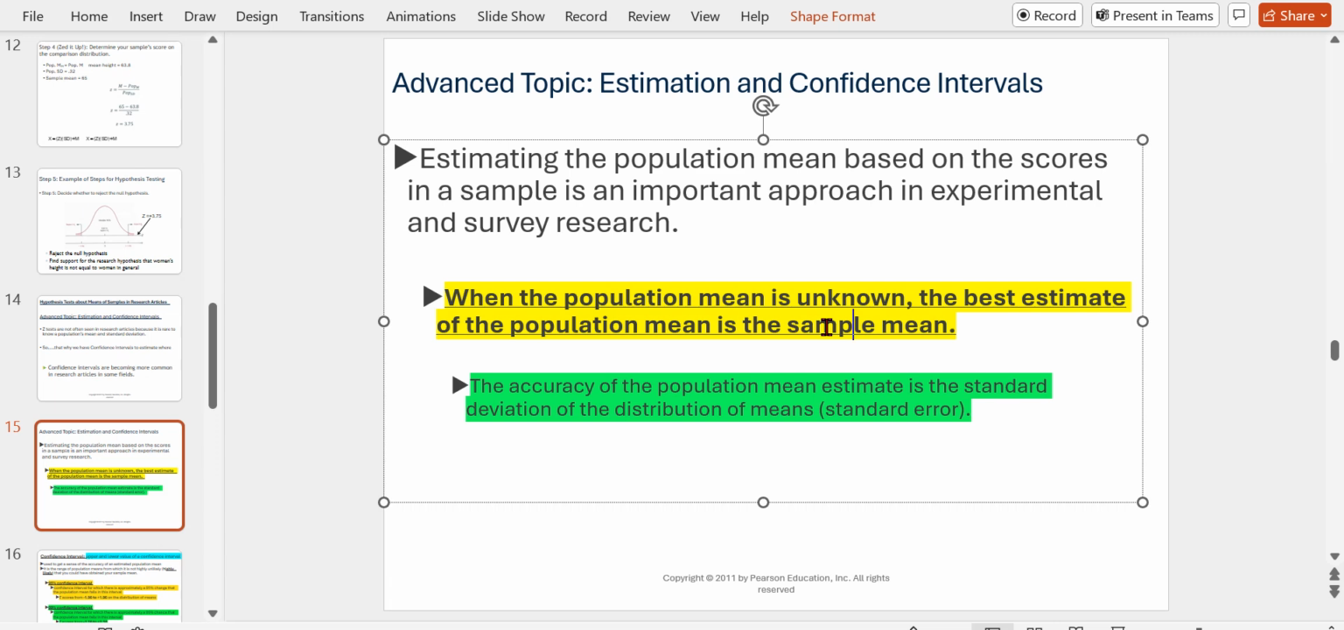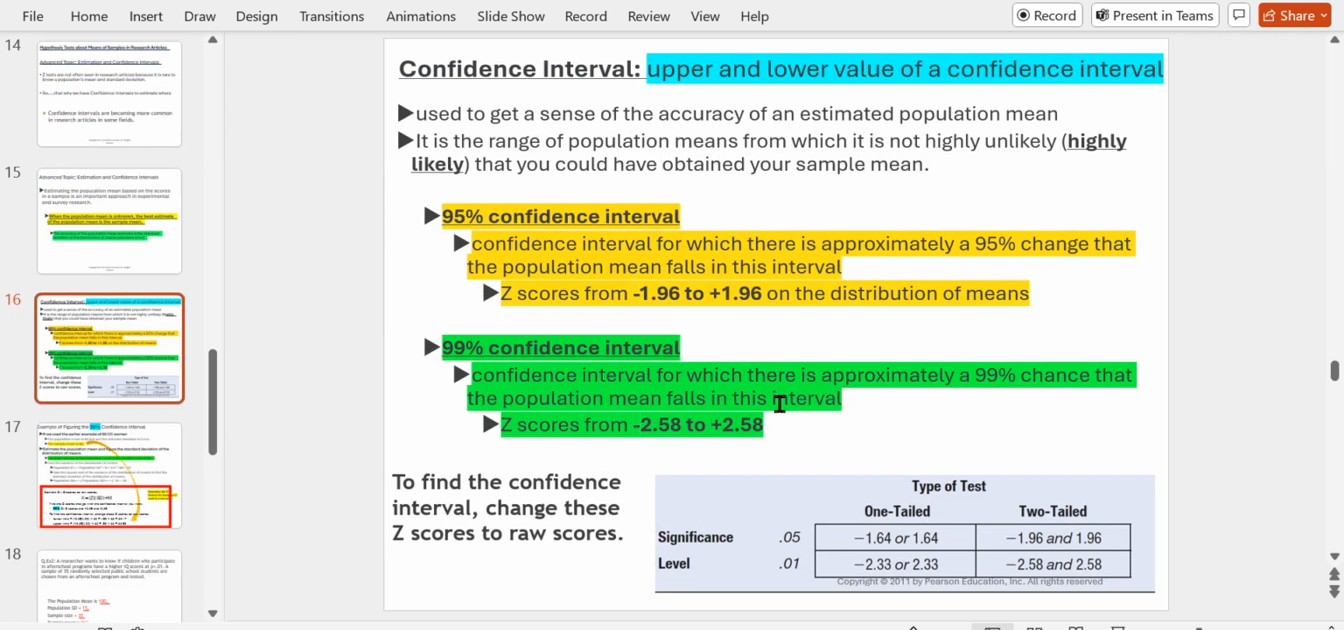In order to project this hypothetically, logically, scientifically onto something that really doesn't exist, you're going to have a little bit of error. The accuracy of the population mean estimate is the standard deviation of the distribution of means, also called the standard error. So have a look here. Upper and lower value of confidence intervals are used there to get a sense of accuracy. Okay. Confidence. Remember, we talked about this in the last video at the end.